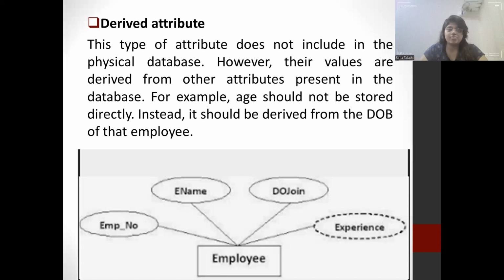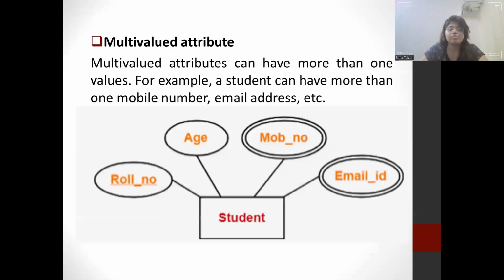Next is the derived attribute. This type of attribute is not included in the physical database. However, its values are derived from other attributes present in the database. For example, let's take an employee. Employee has attributes like employee name, employee number, date of joining, and experience. The experience is the derived attribute because it is not fixed. Maybe a worker has been working for 1 year or 2 years.